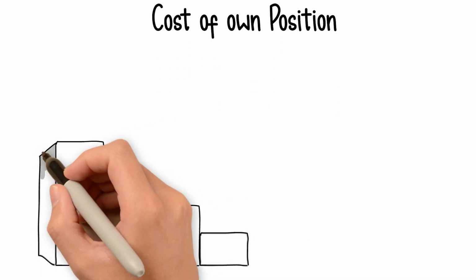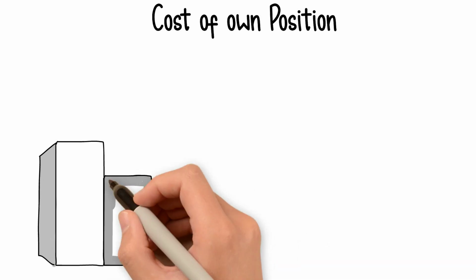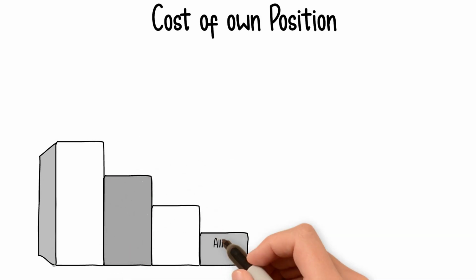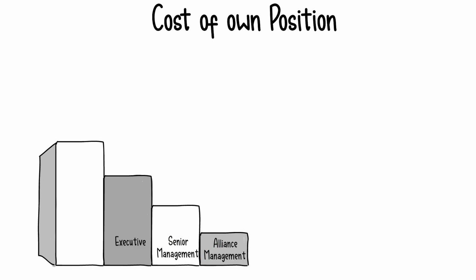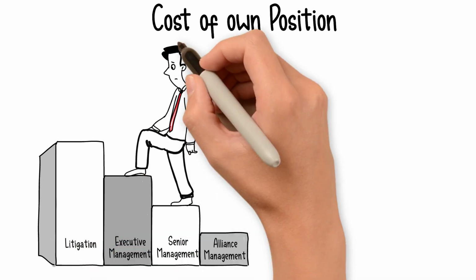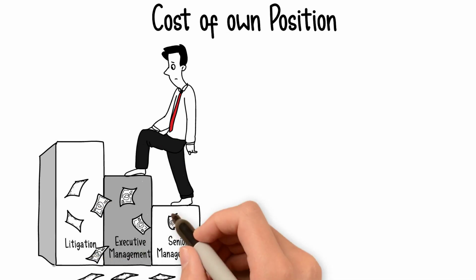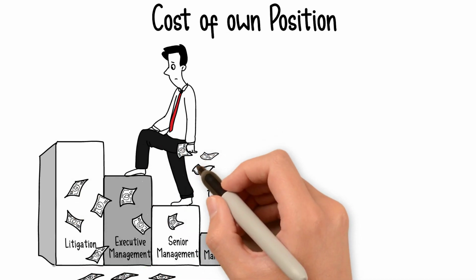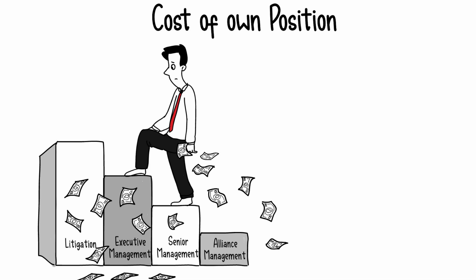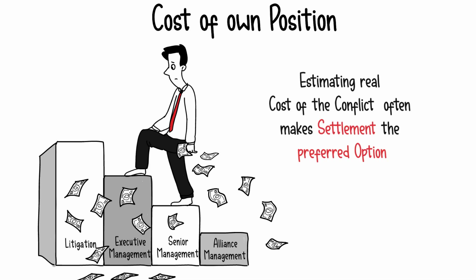Cost of own position. If a conflict becomes a question of principle, associated costs often become excessive. An objective assessment of direct and indirect costs of one's position is best performed by someone not yet involved in the project. Also, internal resources wasted in a continuing dispute are often underestimated. In summary, estimating real costs of the conflict often makes settlement the preferred option.